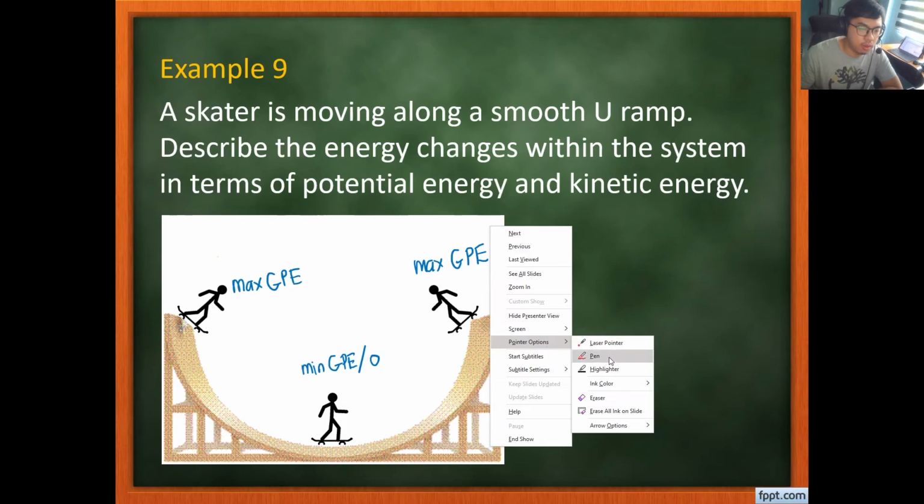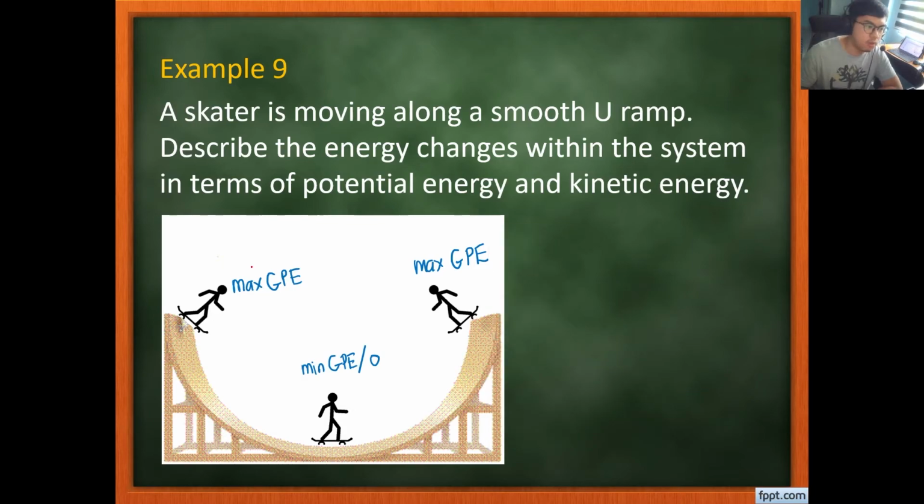Now, why does the gravitational potential energy change from one spot to the other? That's because that energy is converted into kinetic energy. So when she's at the top, her speed is actually 0. That's when her kinetic energy is at the minimum or 0. So whenever she's at the top, the kinetic energy is 0 or at the minimum value.